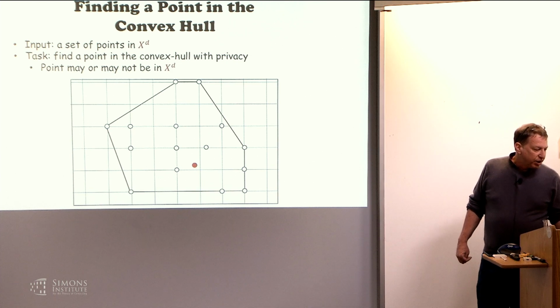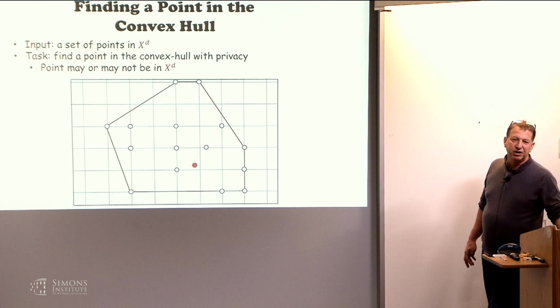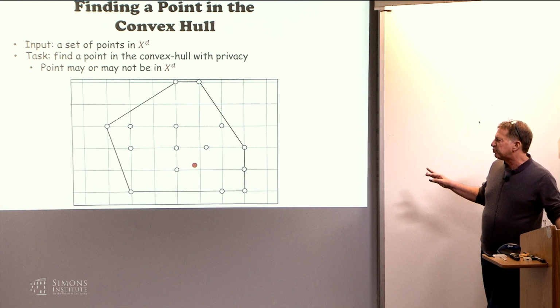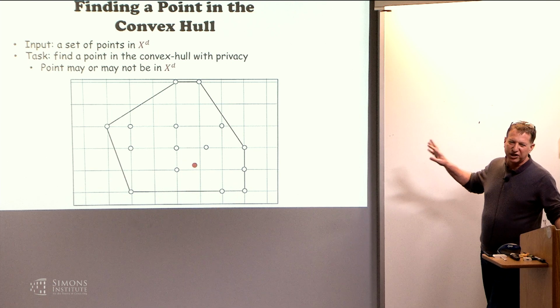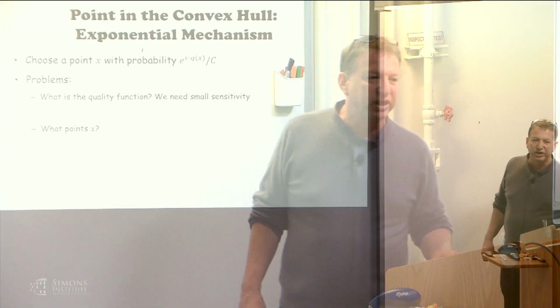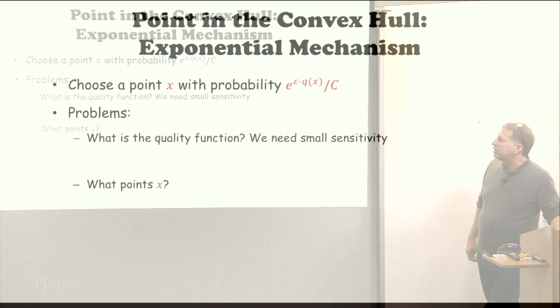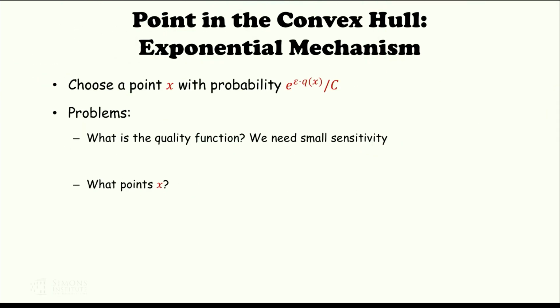So this problem wasn't considered previously, so I cannot tell you about it in the private setting. In the non-private setting, you can simply return some point from the input. I cannot tell you about previous algorithms, but I think the first thing that I would try is to apply the exponential mechanism. The exponential mechanism will choose a point x with probability e to the power of epsilon q of x over c.